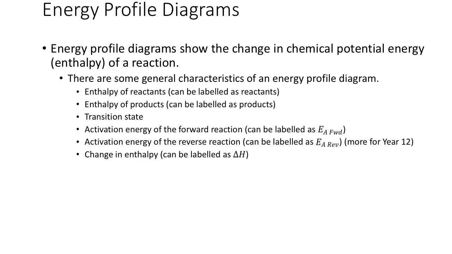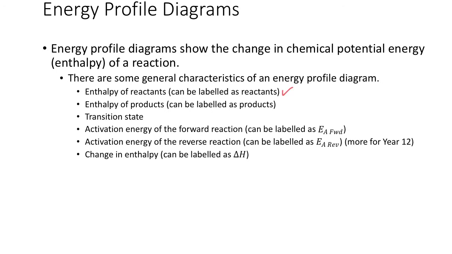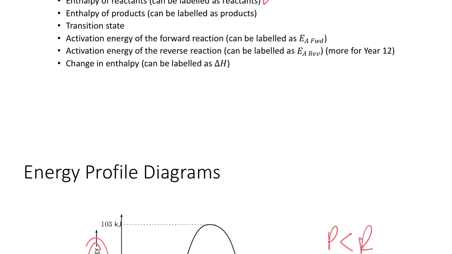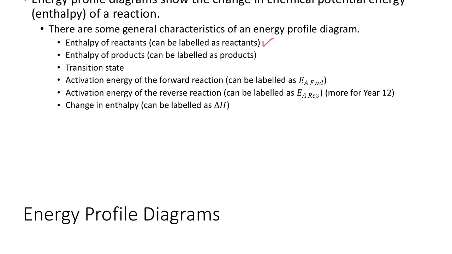Okay, then we're going to be looking at the enthalpy of the products, which will be the exact same thing except for the products. So they're over here. That's the enthalpy of the products. And so you can see here that the products have less enthalpy than the reactants. Products is less than the reactants. Okay, and that will mean something later, and we'll discuss that later on.